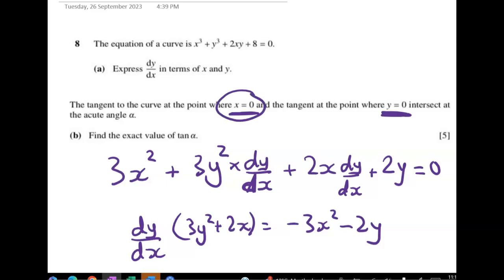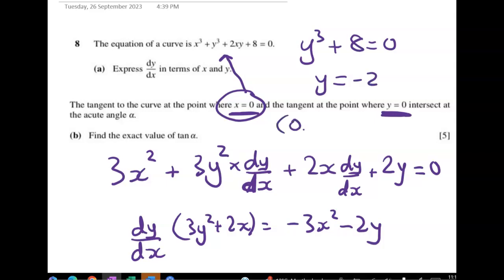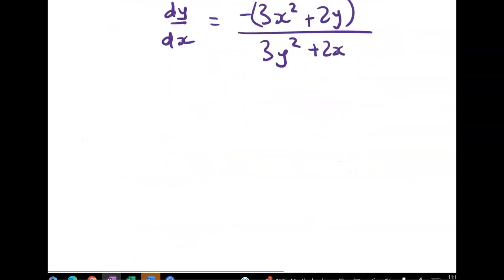So when x equals 0, we can easily figure out the y coordinate. We're going to have y cubed plus 8 is equal to 0, which gives me y is equal to negative 2. So the coordinate is 0, negative 2, and we can work out the gradient of that tangent line.